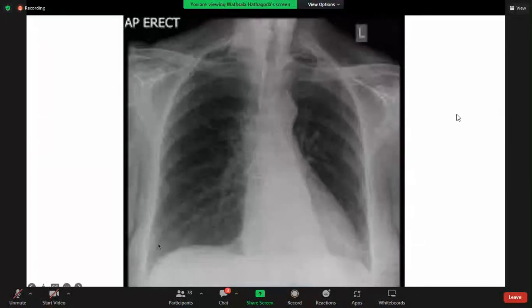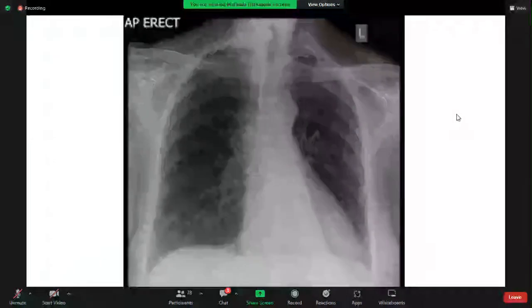Do you see any abnormality on the right side? Anything on the left side? Is it a right side pneumothorax or something like that? Because I can see the right heart border. Right heart border is not there. It's more like blackish color.